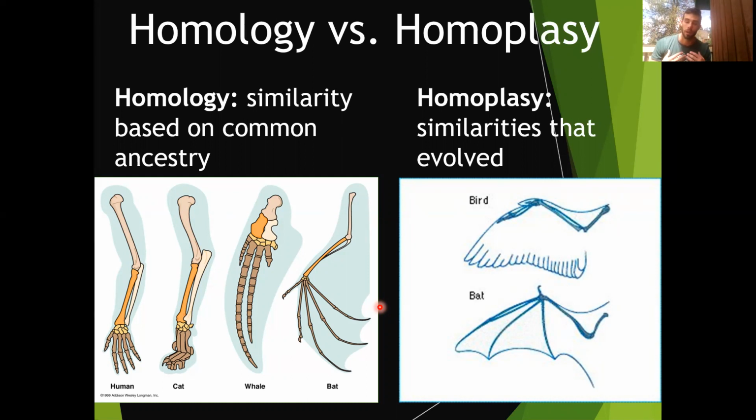So wings evolving on birds and bats are totally separate evolutionary histories that have converged on the same trait. Another example would be cactuses and hedgehogs that have these spines. You wouldn't be walking through the desert and see a bunch of cactuses and be like, oh, hedgehogs, of course, right? So that's how we can kind of get lost in the weeds if we're only looking at these traits and not at the DNA of these organisms.